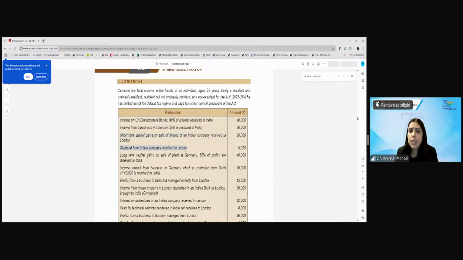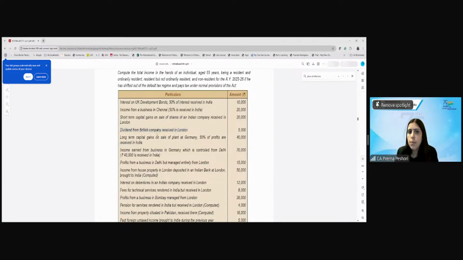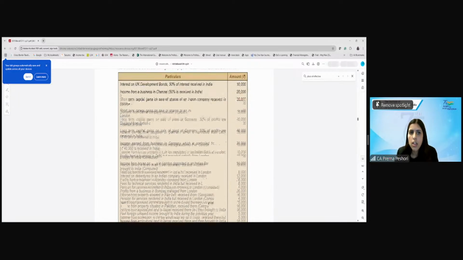Dividend from British company received in London. For resident, it is taxable, and non-resident, not taxable, but RNOR, not taxable. Yes, absolutely correct. Because this is from a British company and received in London.